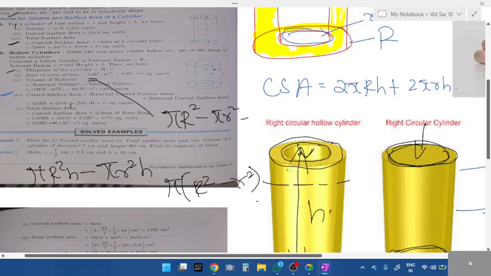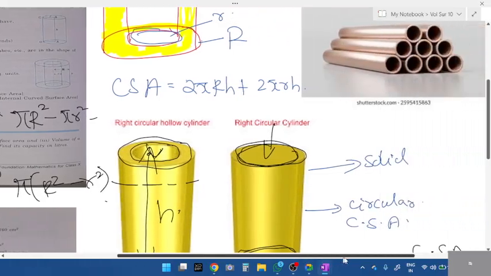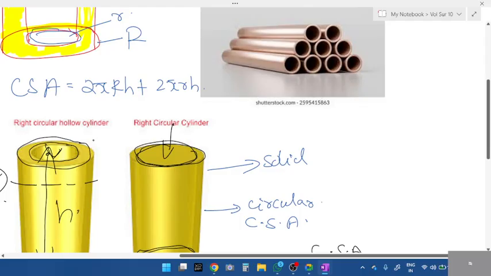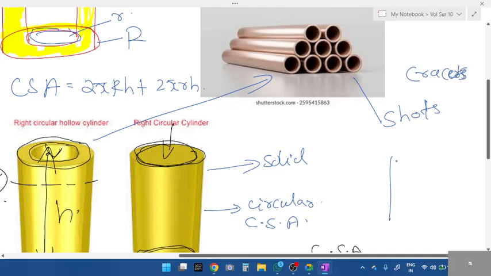Total surface area is a bit lengthy. I'll explain, students. First, these concepts. And this is the vertical, horizontal position for a circular area. Pipes like this. The best example for this is shots. Have you seen crackers, or have you burst crackers, students? In that you'll have shots. You have seen shots, right? We have multiple shots, single shot. Yeah, that is a proper example of a hollow cylinder, students.